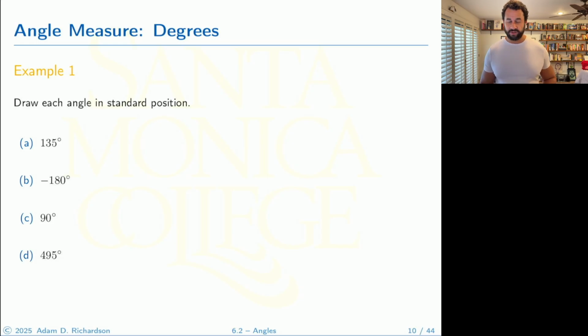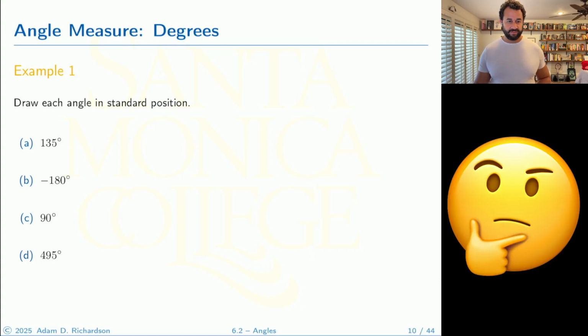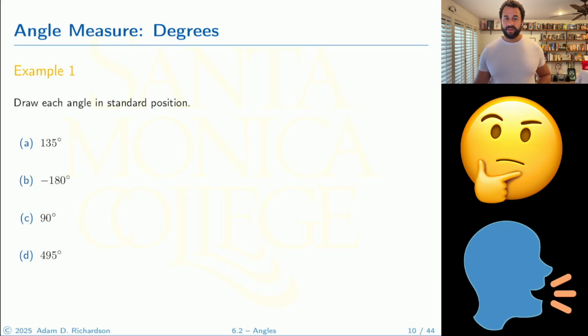So what I want you to try on your own is drawing these two angles in their standard position. All right? So think about it for a minute, and then you know what you got to do. You got to say something out loud. Maybe just describe what you know about this angle and what you can see about this angle. Just say anything out loud to give your brain that feedback and get the juices flowing.